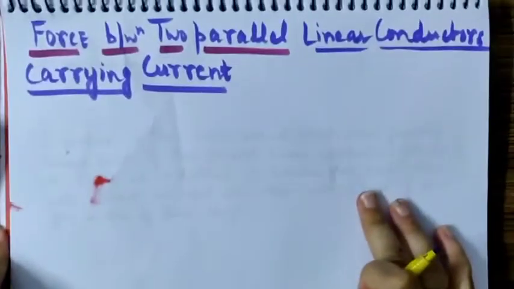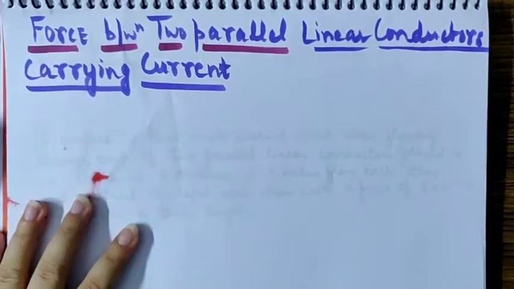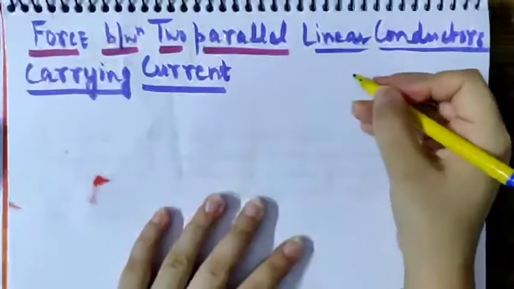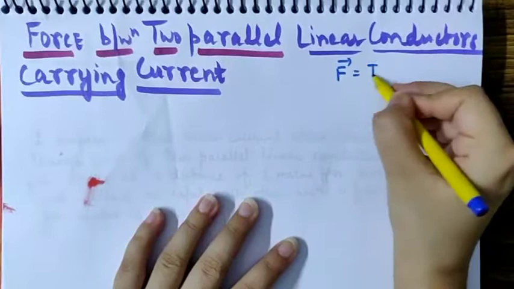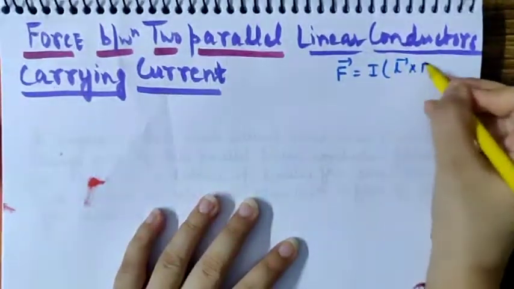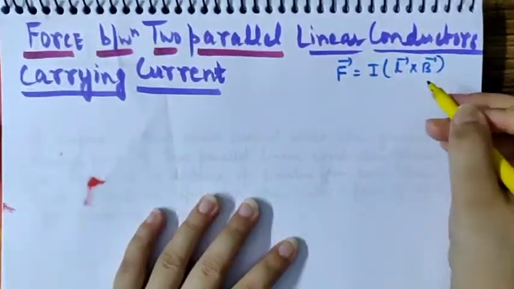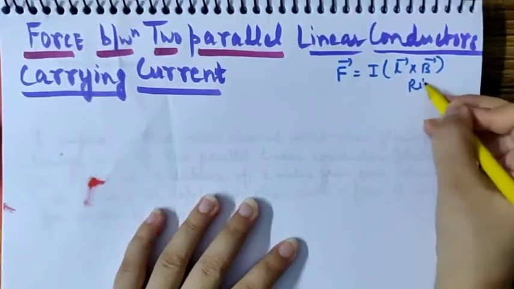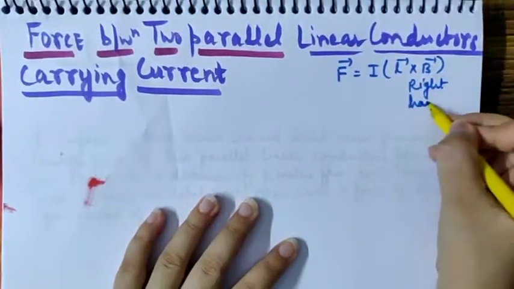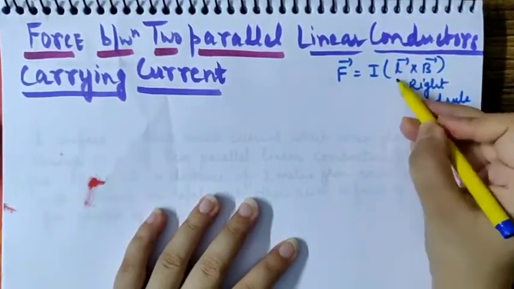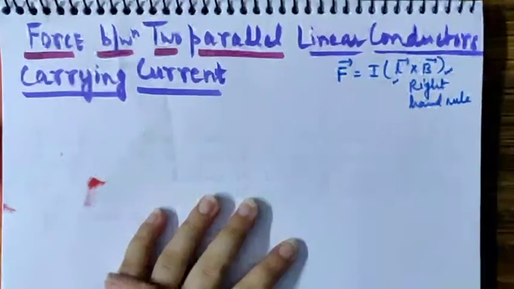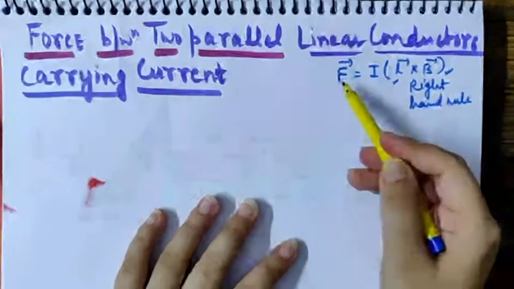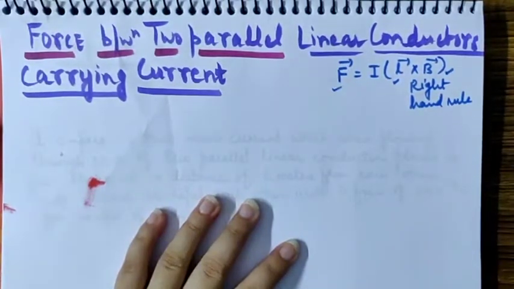So the name of the next topic is force between two parallel wires carrying current. Previously, in the topic we discussed the direction of the F vector, I L cross B, the direction of force can be given by the right hand rule. What does the right hand rule state? Place your right hand in the direction of length, move towards the magnetic field through the smaller angle, and the thumb will give you the direction of force.